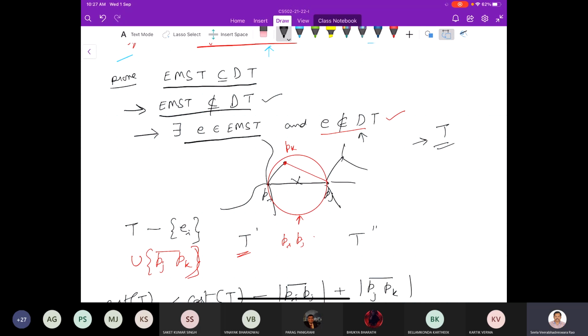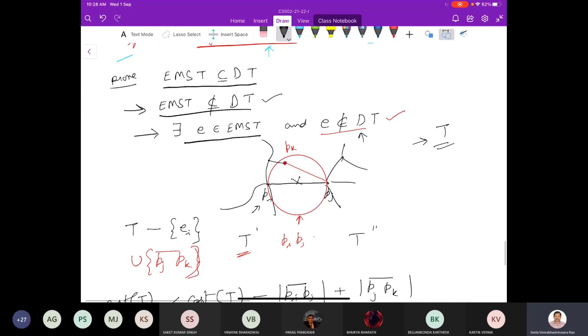If you take this one, there exists at least one point. Assume that point is Pk, and Pk is connected to a tree connected to Pi. In this case, this edge is present. It may not be present; the edge may be like this also. There may be an edge connecting like this. Basically, Pk is connected to part of the tree which is connected to Pi.